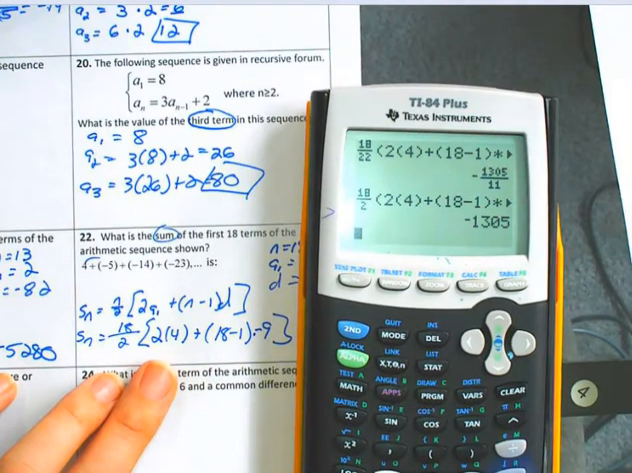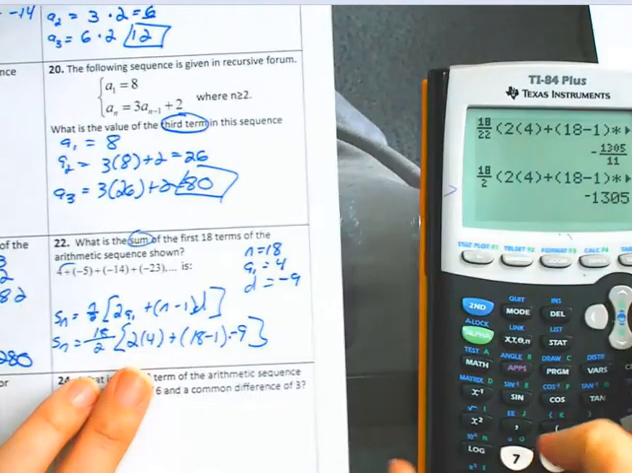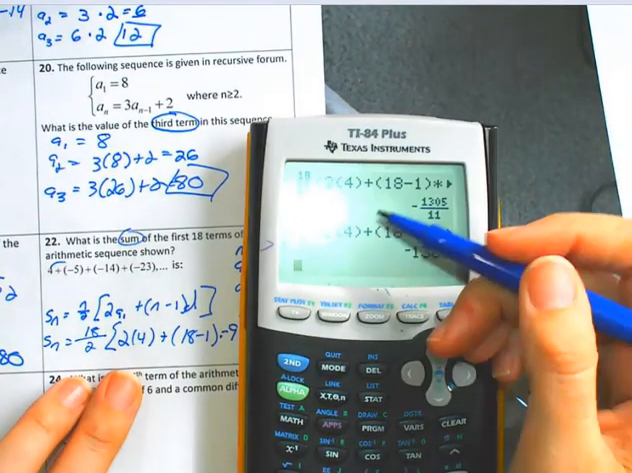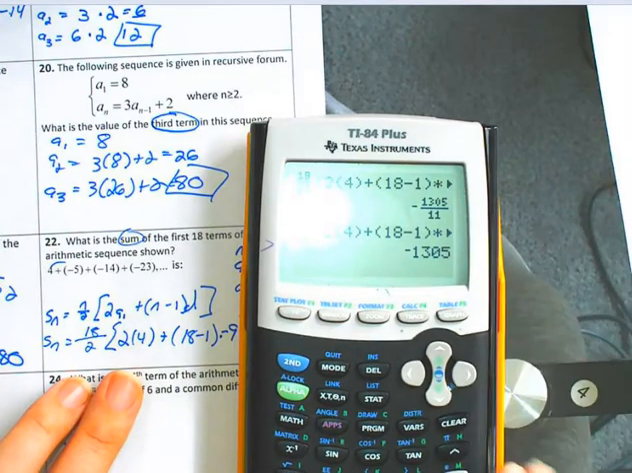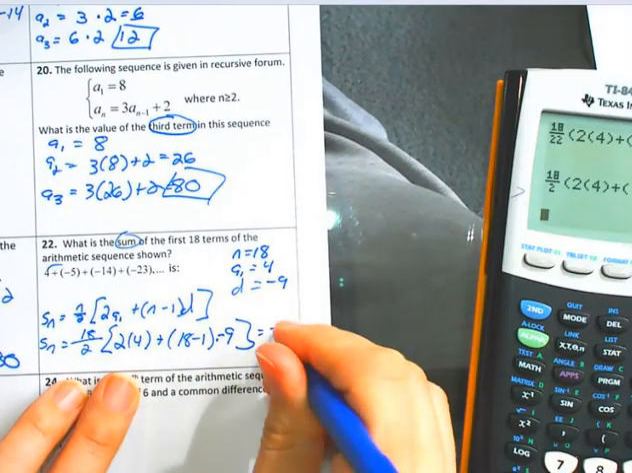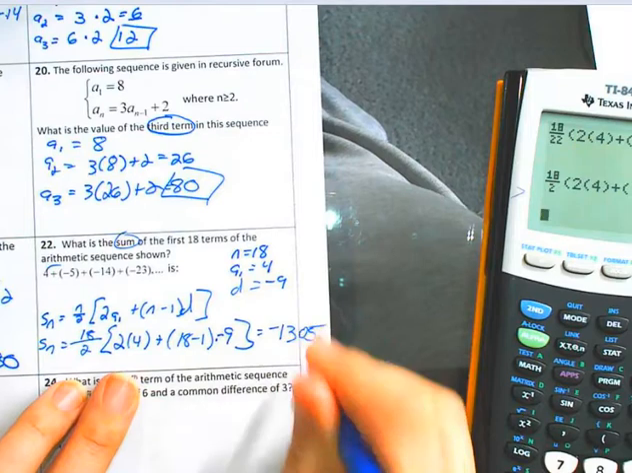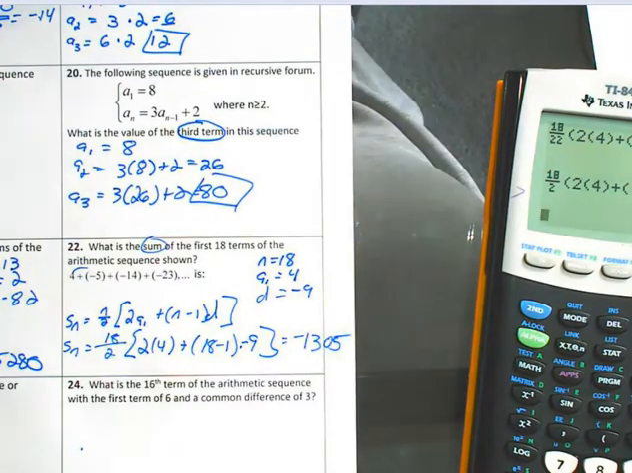I retyped that, then I had 18 over 22, so that doesn't make sense. So 18 over 2 times 2 times 4 plus 18 minus 1 times negative 9 gives me negative 1,305. So the sum of the first 18 terms is negative 1,305.